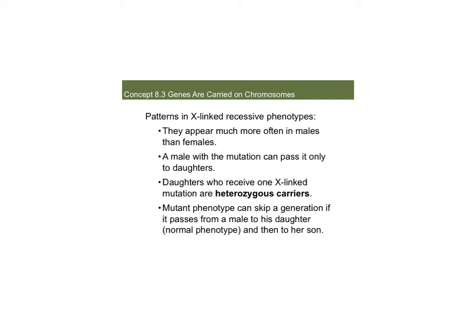In this case, they're going to appear much more frequently in males than in females because those males only have one X. They don't have an extra X to potentially cover up the recessive allele. Another thing to take note of is if there is a male carrying the mutation, he can only pass it on to his daughters. His sons, on the other hand, are going to get the Y from him because they can't get the Y from the mom. Now, daughters and women who receive one X-linked recessive mutation, but also carry a dominant X, are called heterozygous carriers. And it's possible for this mutant phenotype to skip a generation.